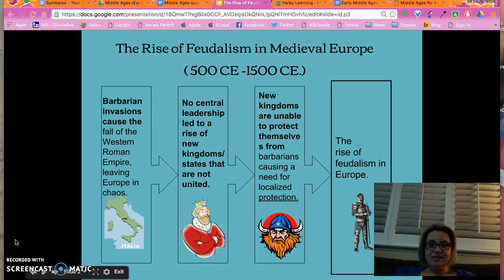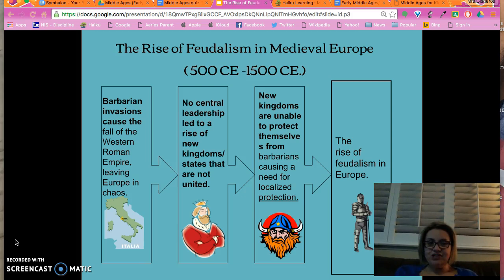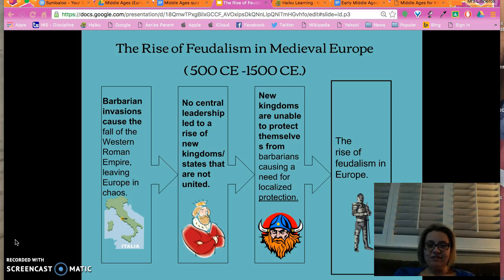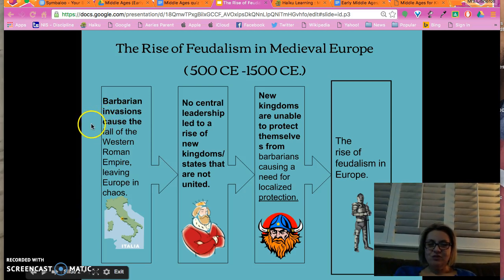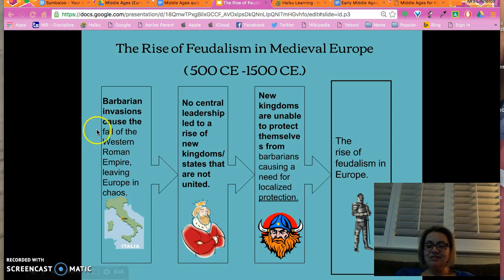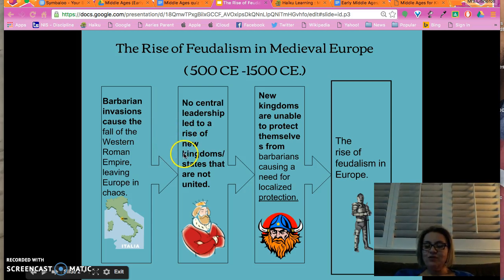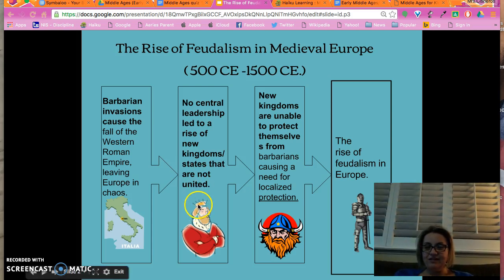So as you can see, this is a timeline from 500 CE to 1500 CE, and it shows 4 events. The first event you'll see here is the barbarian invasion, which causes the fall of the Western Roman Empire, leaving Rome in chaos. This led to no central leadership. It led to a rise of new kingdoms. There were states that were not unified.